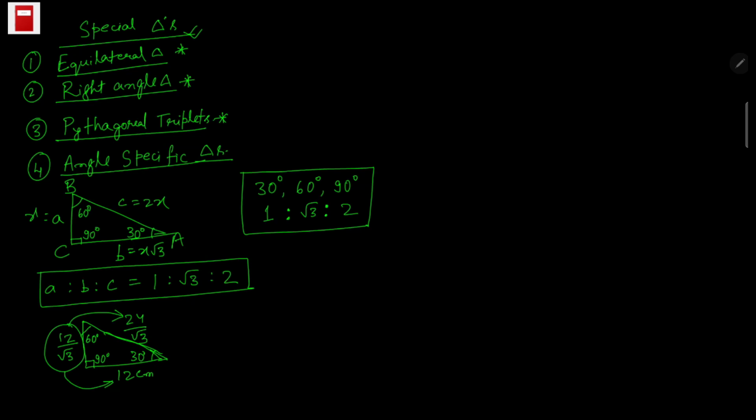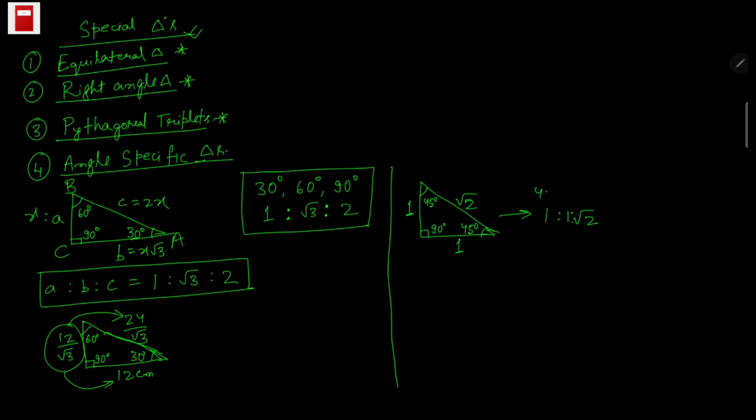The other one is a little more obvious. It is actually 45, 45, 90 degree. The triangle in which one angle is 45 degree, one angle is 45 degree, and this is 90 degree. Now this has nothing much to do, because if 45, 45 angles are there, then the two sides are equal. So if I take one side as 1, the other side will also be 1, and because it is 90 degree, applying Pythagoras theorem, we'll get the third side as root 2. So this is a little simpler to understand. It is 1 is to 1 is to root 2.